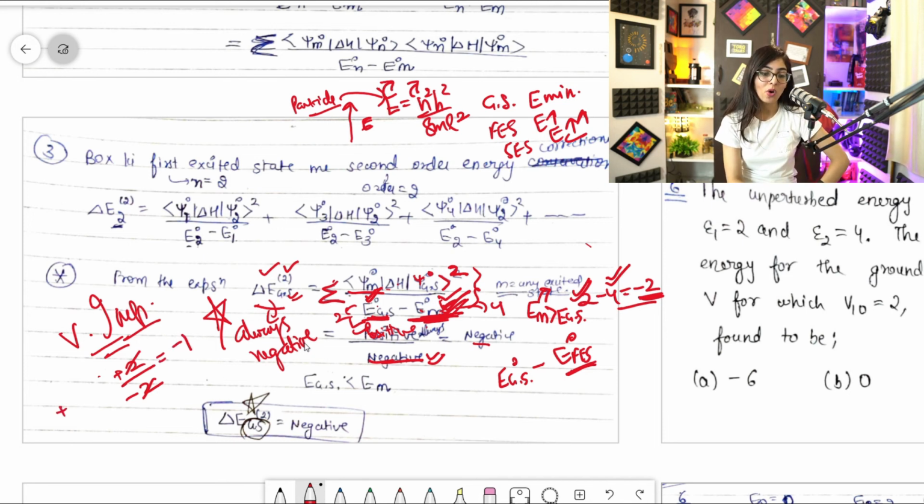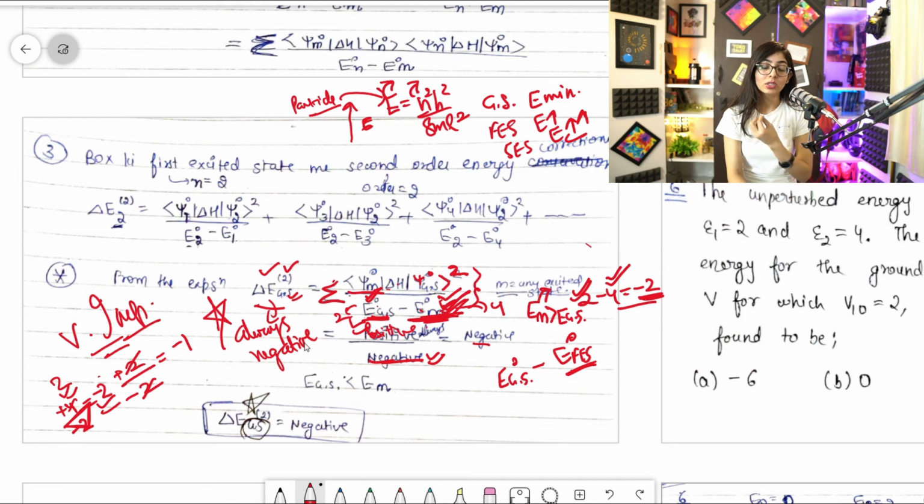If I write plus 4, you will say that the numerator is always positive and the denominator is negative. So 2 2s are 4, and it will be minus 2. So you can see that always in this second order perturbation, the answer will be negative.